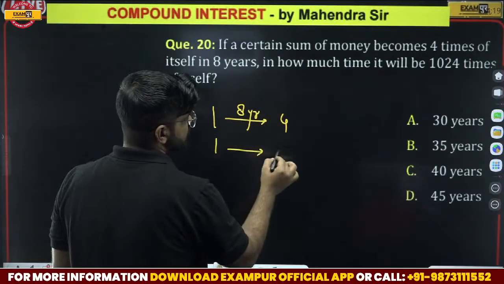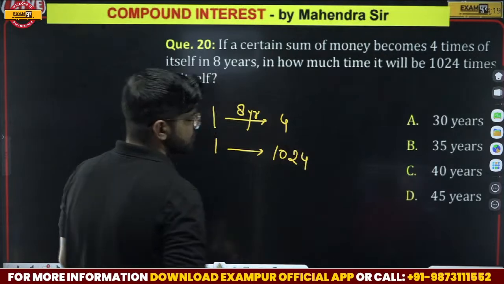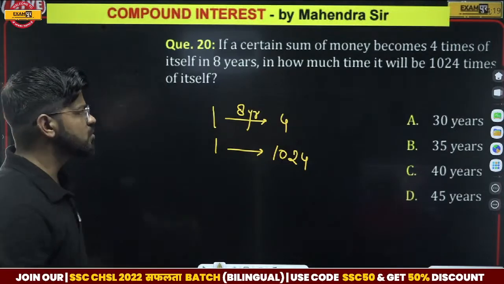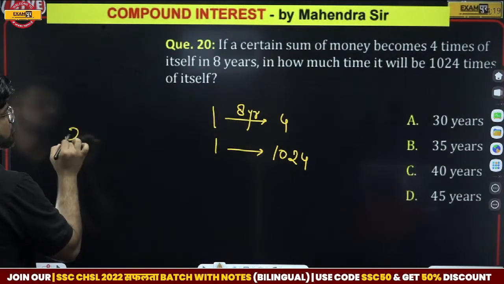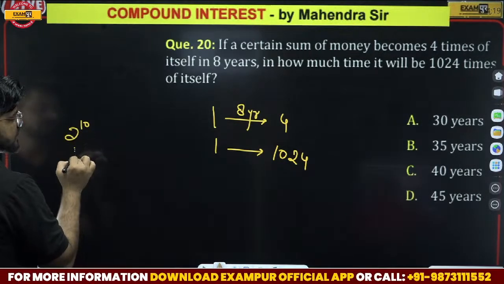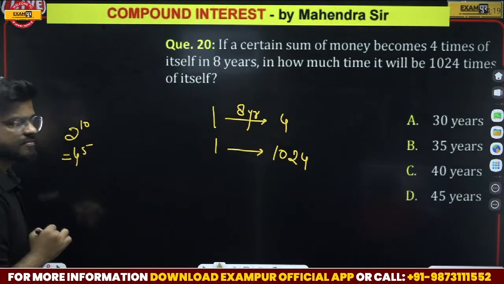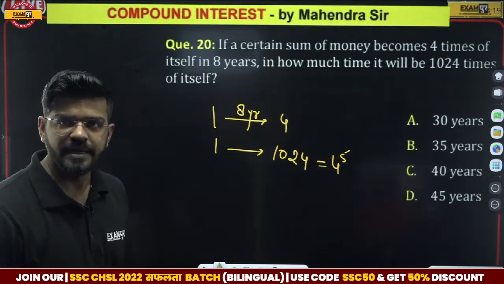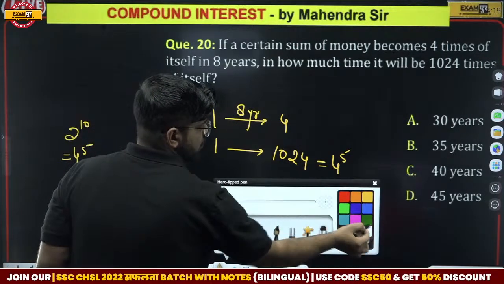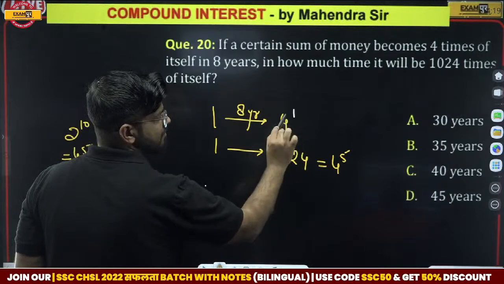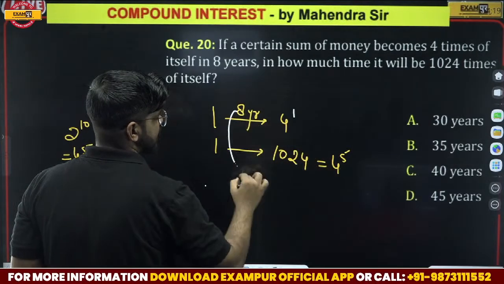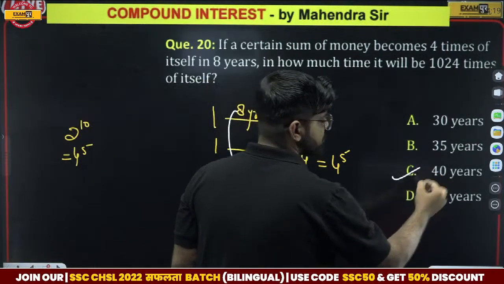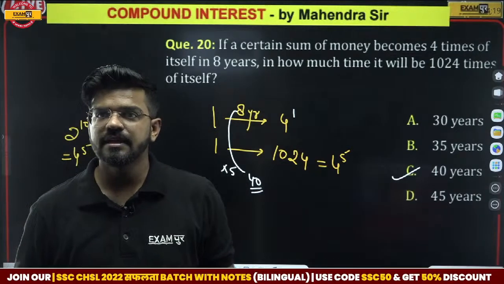So now this will become 1024 times. What is 1024 in the power of 4? You know that it is 2 to the power 10. If it is 2 to the power 10, then it becomes 4 to the power 5. Yes or no? We can write it as 4 to the power 5. Now I have written this in the power of this. If this power is 1 and this power is 5, then we can directly multiply by 5. That means 40 years is my right answer. Option C.